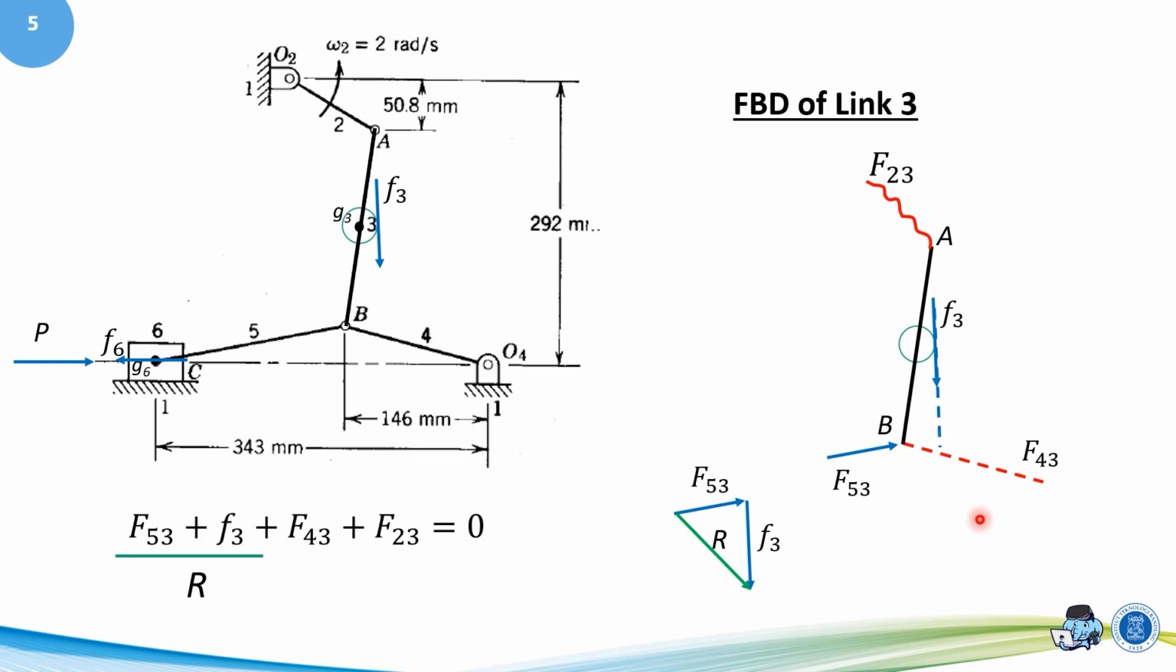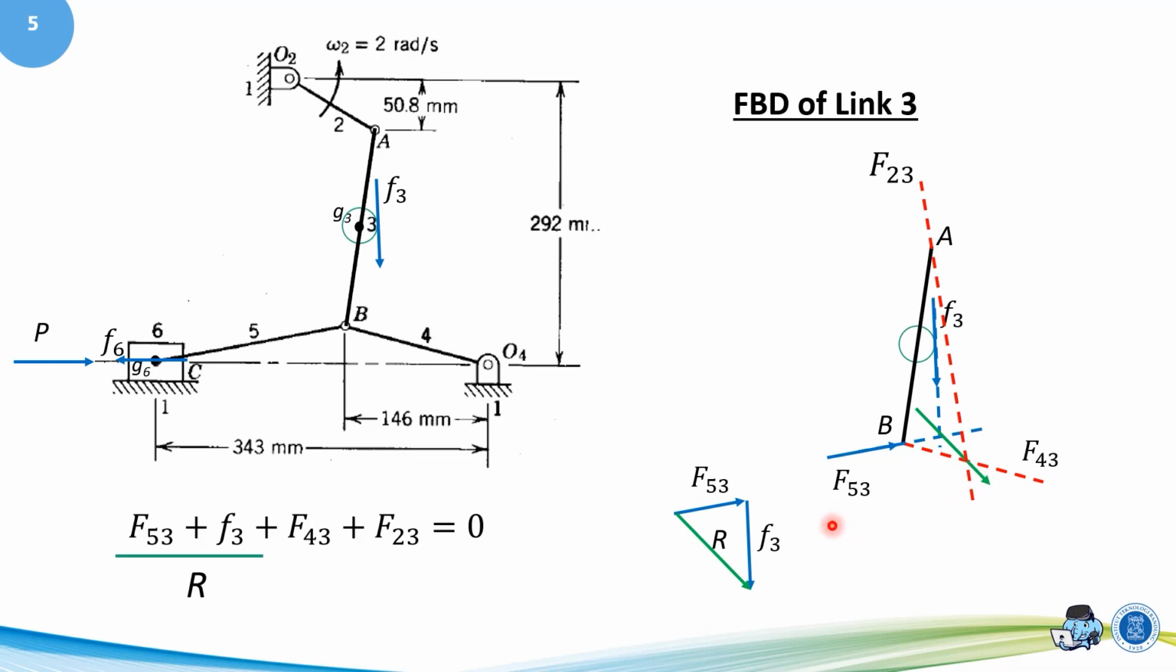Next, we have to find the intersection of F3 and F53, so we can move this vector R to our free body diagram. This one is the location of R. I move the vector R passing through this point, and then you can see there is the intersection point here. It means that we can know the direction of F23. It will be in this direction. Don't forget about the three non-parallel forces in equilibrium. These three forces should meet at a common point.